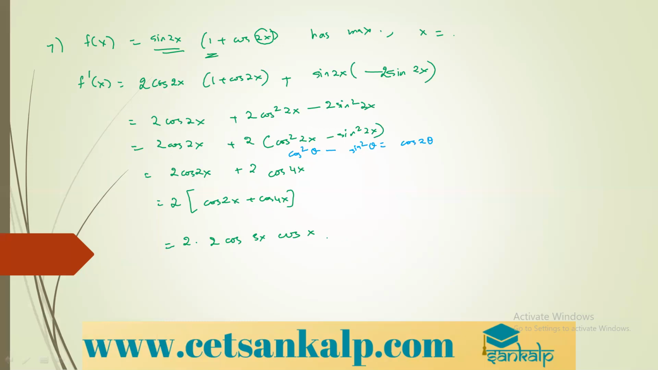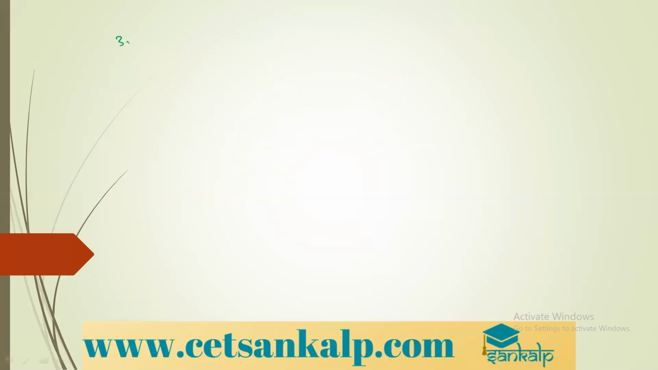So this is the derivative which you will set equal to 0. And you will solve cos 3x equal to 0, cos x equal to 0. That means 3x equal to pi by 2, x equal to pi by 2. So x is pi by 6 and pi by 2. These two are critical numbers.